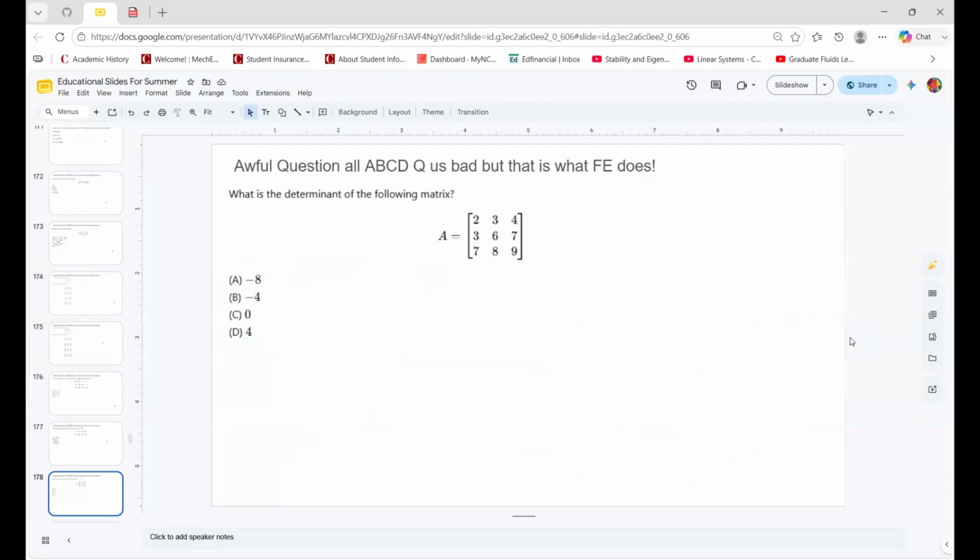The determinant of this matrix: go to your calculator again. 7, 8, 9. Second matrix, do a determinant of matrix A, and you get negative 10. What did I do? Maybe it's really late at night and I should not be doing this at night. But 2, 3, 4, 3, 6, 7, 7, 8, 9. No, I did it right.